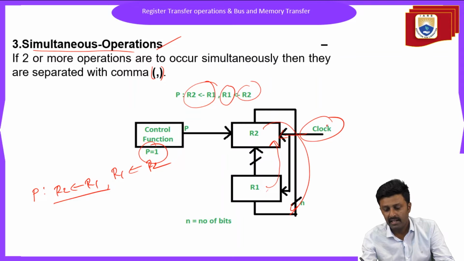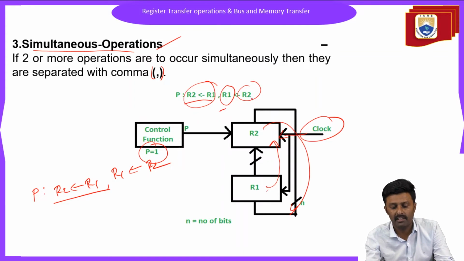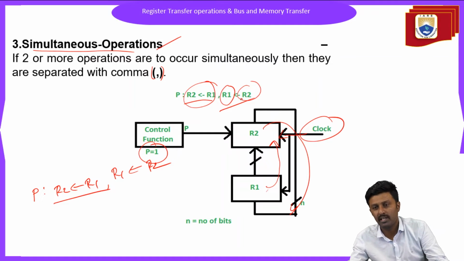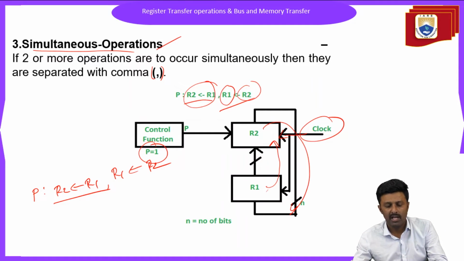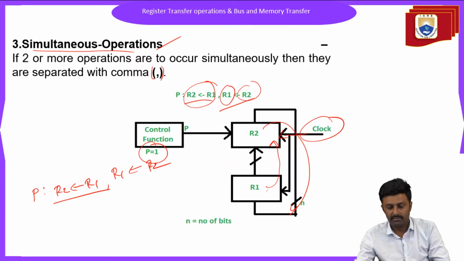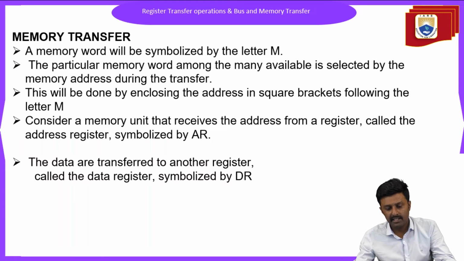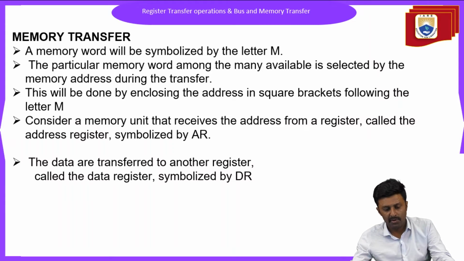At a particular time, in the first instant, the content of R1 is moved to R2, and in the next clock cycle, the content of R2 is moved to R1 with the help of the clock. So with the help of the clock, the simultaneous operation is being performed. So these are the three types of operations performed.